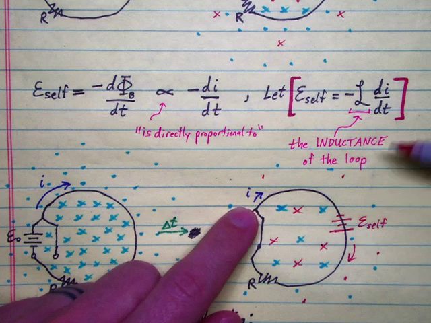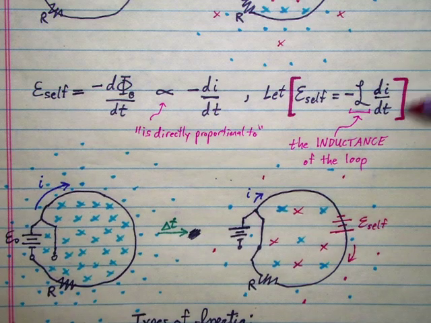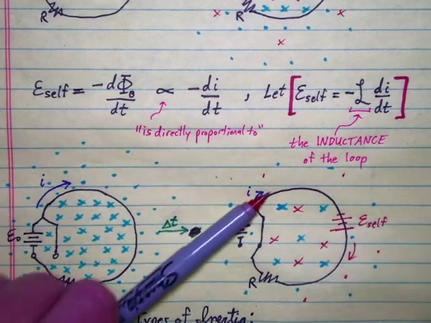So here in this case, let's check the equation. di dt is negative since our current was this way, but it's decreasing.